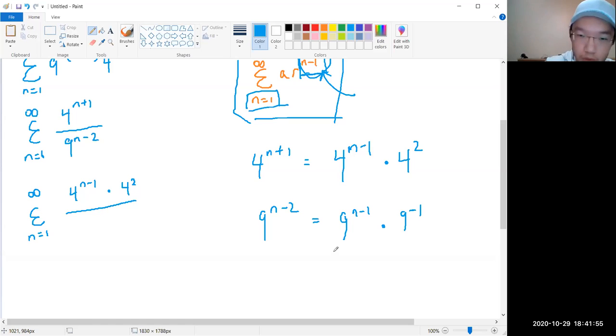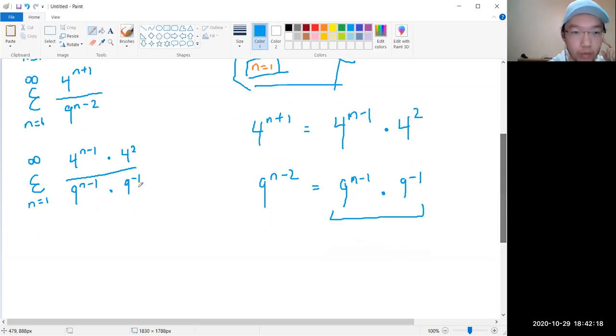Yeah, so if you were to combine these two, you get 9 to the n minus 2 again, because you add the exponents. So let's write that. This is 9 to the power of n minus 1 times 9 to the negative 1 power. Okay, so that's fine. We got all the exponents to n minus 1 now.